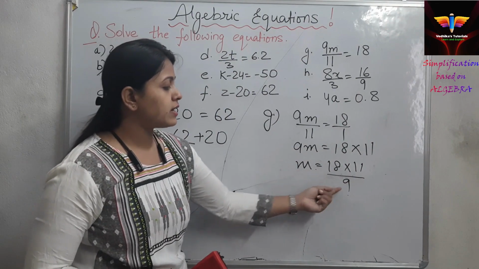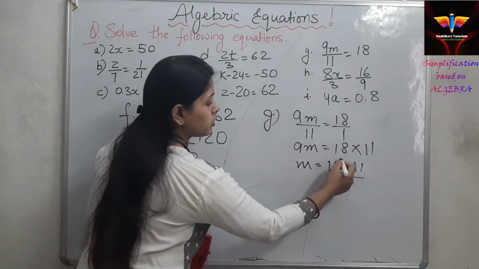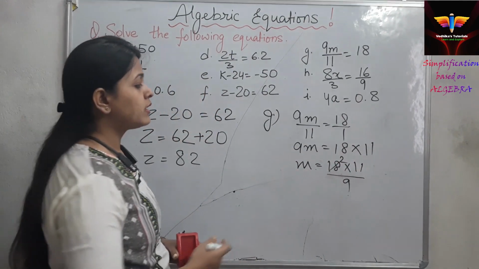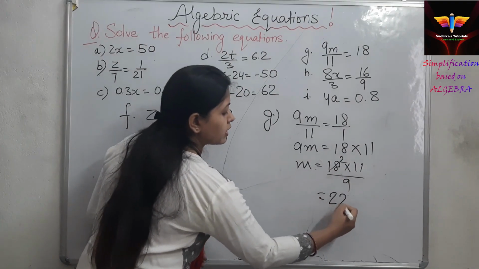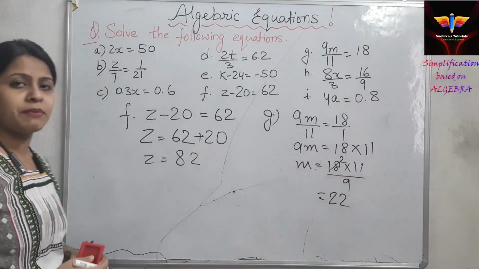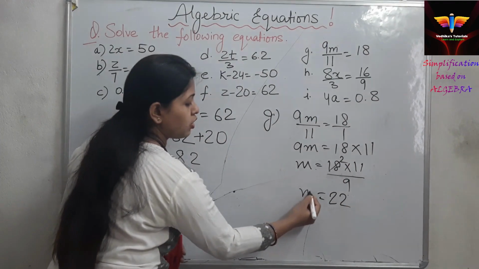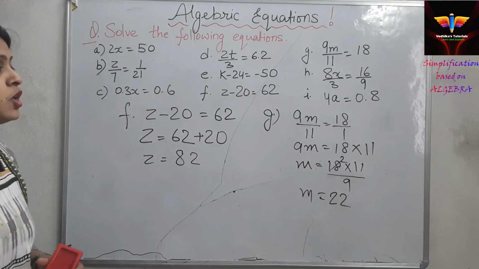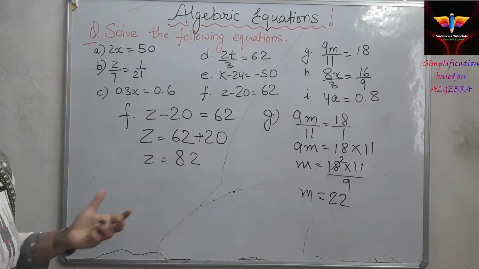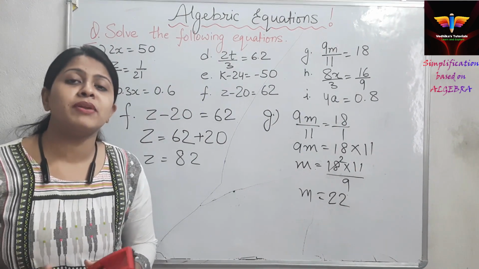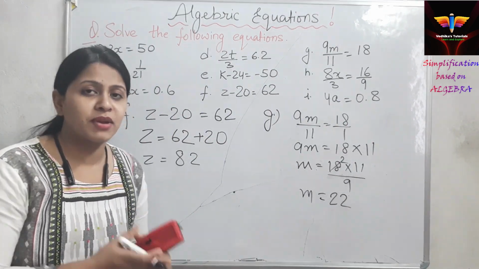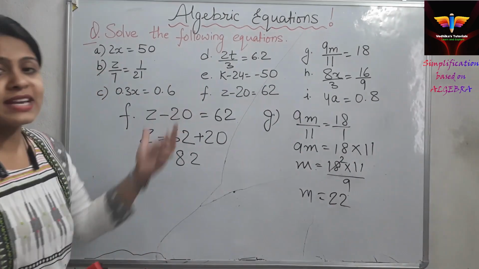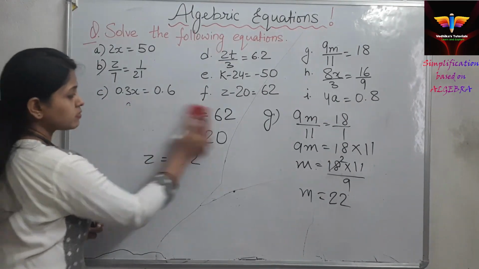Now 18 divided by 9 is 2. Now 2 into 11, 22. So the value of m will be 22. So these are the varieties, the types of simplification questions based on algebraic equations. Okay, all the types you get over here.